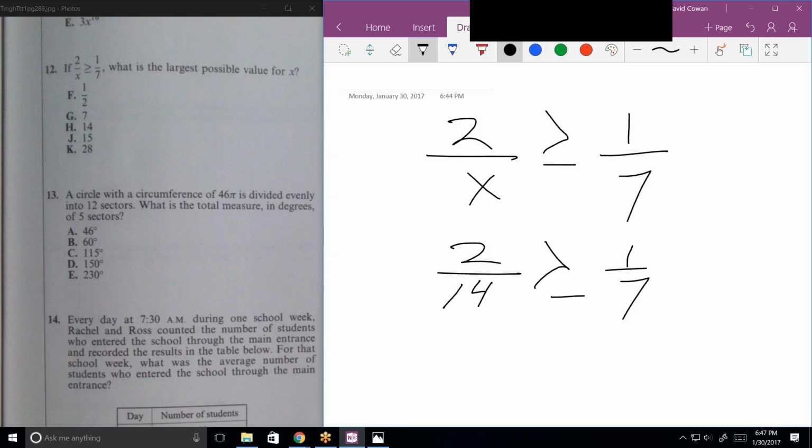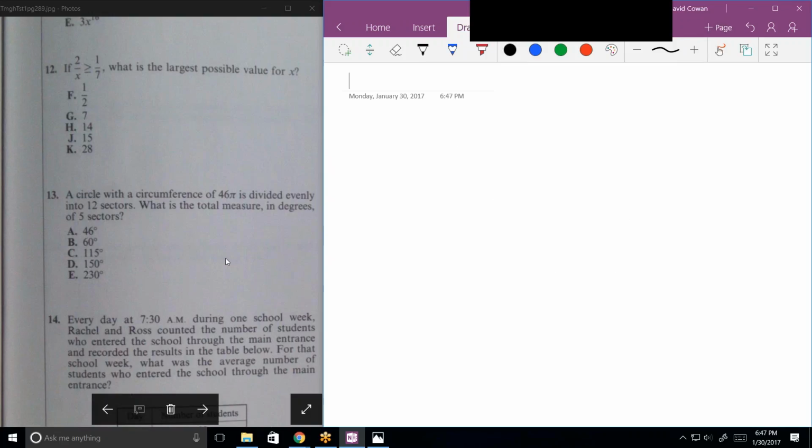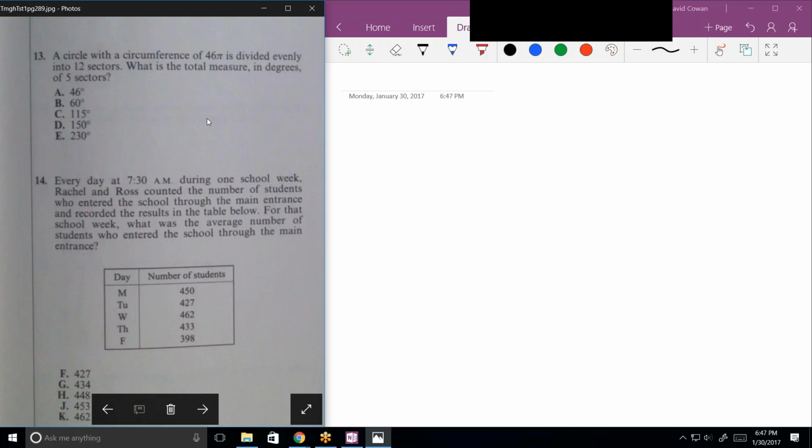And I do believe that's the fastest way to get it, is to back solve it, not algebraically solve it. Okay. Next one is circle. What's the circumference of 46 divided by cosine?